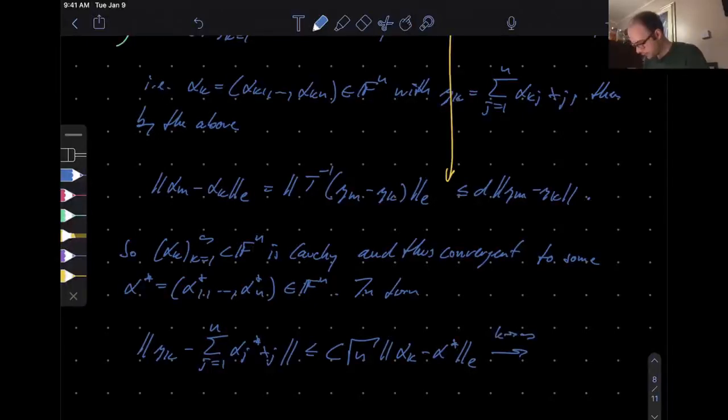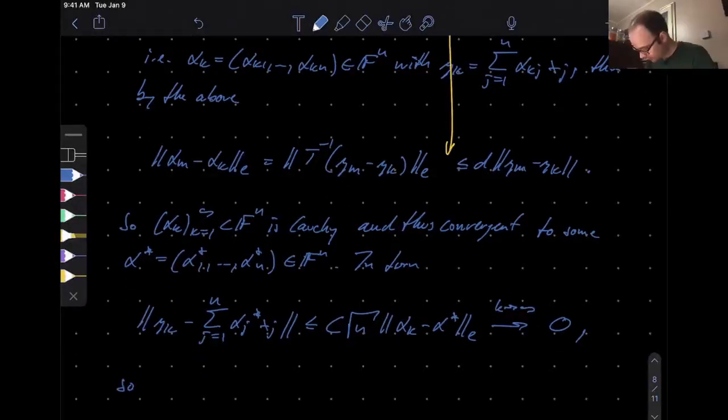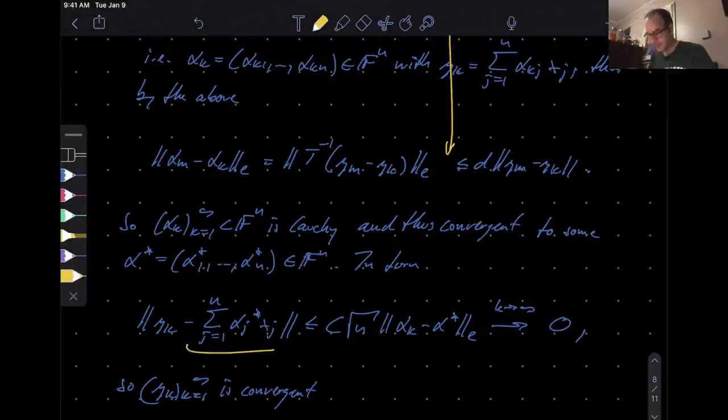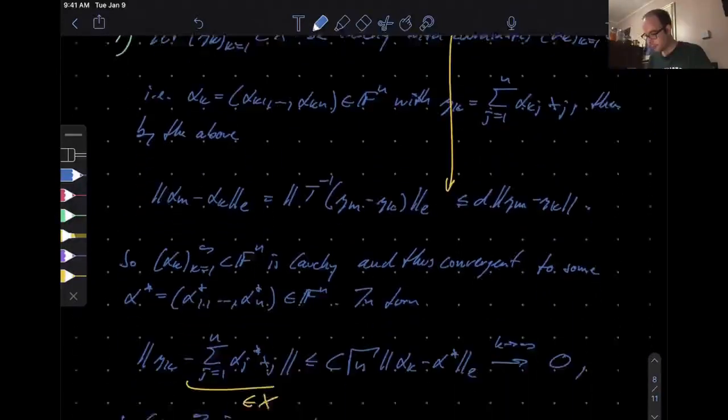Yeah, but as k goes to infinity, since alpha k converges to alpha star, this difference will become small. n is finite and does not go off to infinity. As k goes to infinity, this goes to 0. And this simply means that the sequence yk is convergent. And here's the limit of it, and this is clearly an element in X. So that's why the space is complete. Okay, that was property number 1.